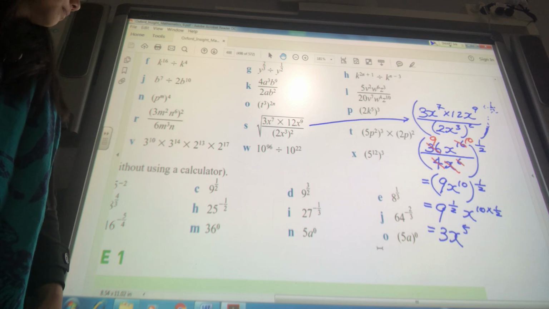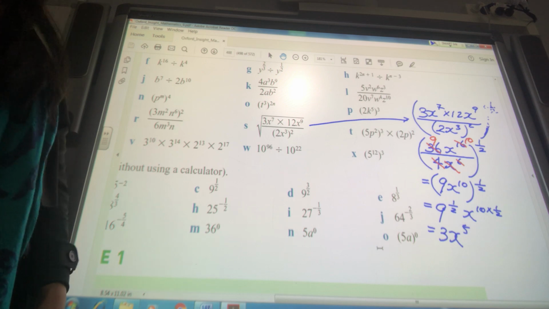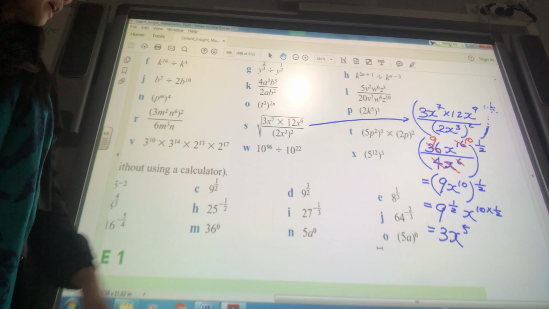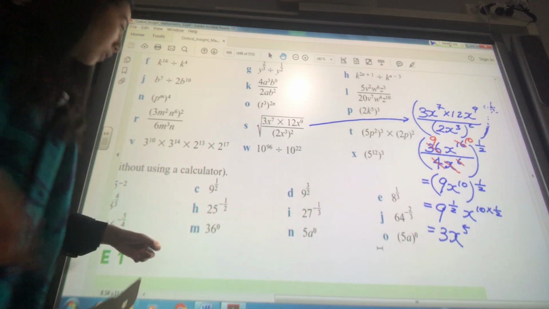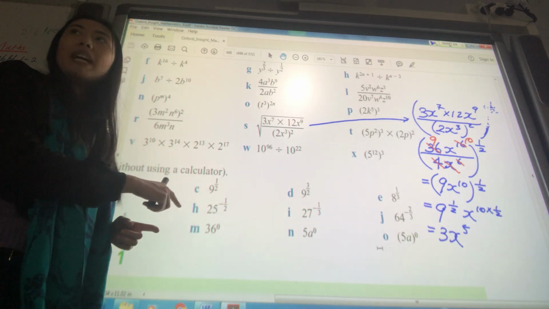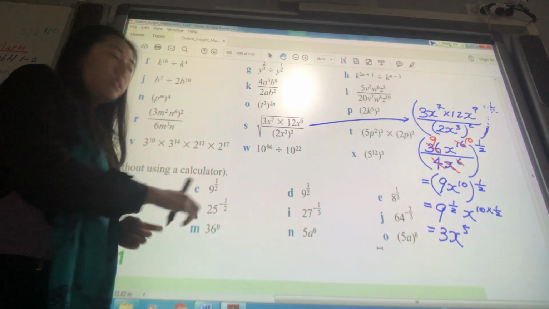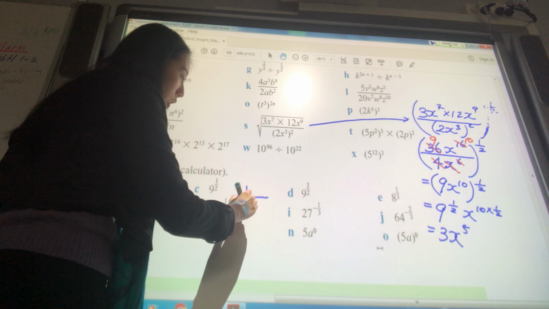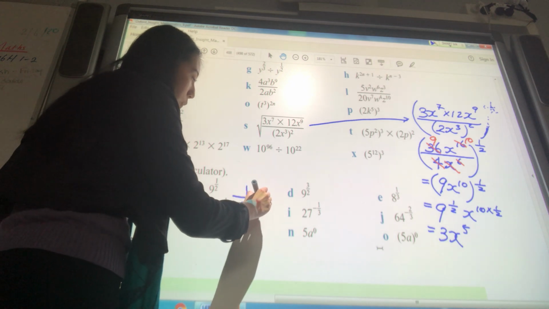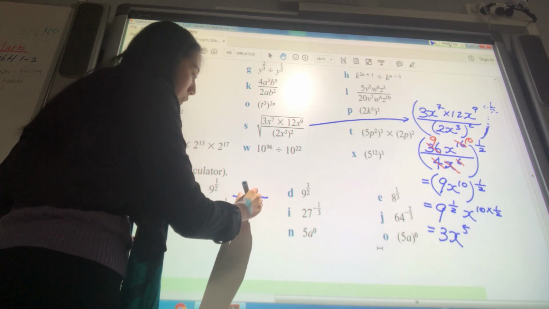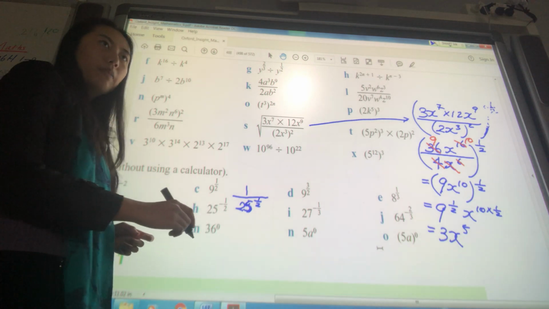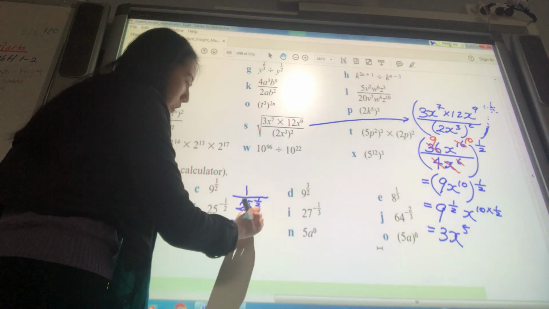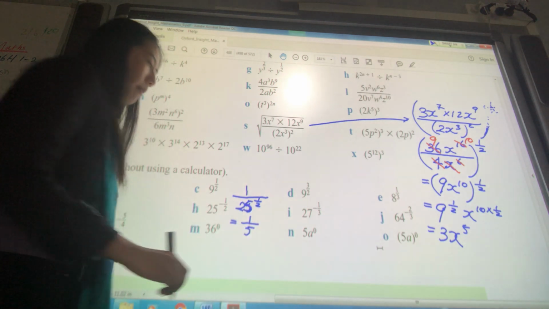And what else? What else? This one. So, what does the negative mean? The negative is a fraction. So you can put the whole thing over, 1 over this whole thing first. 1 over 25 to the power of 1 over 2. What is 25 to the power of 1 over 2? That's 5. So you can just write it as 1 over 5.